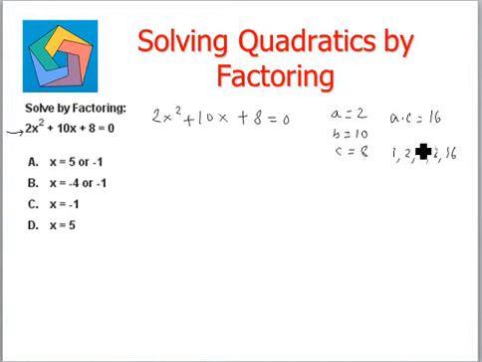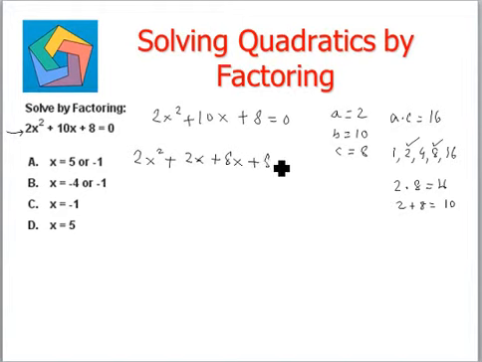Now we have to pick up two factors which when added give us 10. So if we observe carefully, if we use 2 and 8, that is 2 times 8 is 16 and 2 plus 8 is 10. So these two factors satisfy our condition. So we write 2x squared plus 2x plus 8x plus 8 equals 0. We have split the middle term into the two factors that we found, 2 and 8.